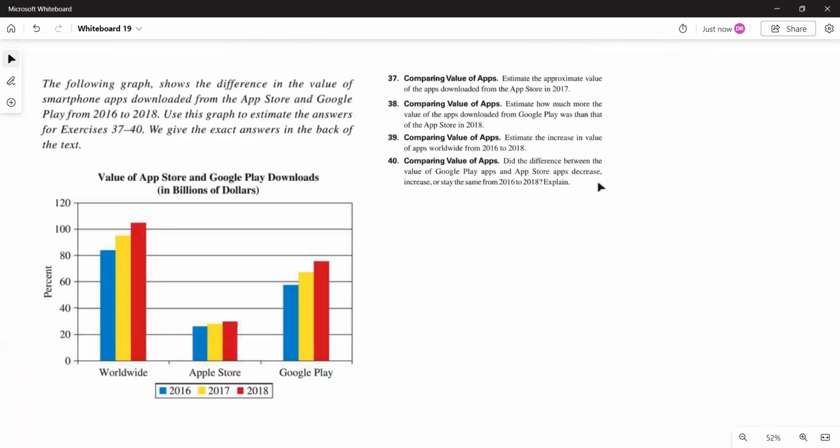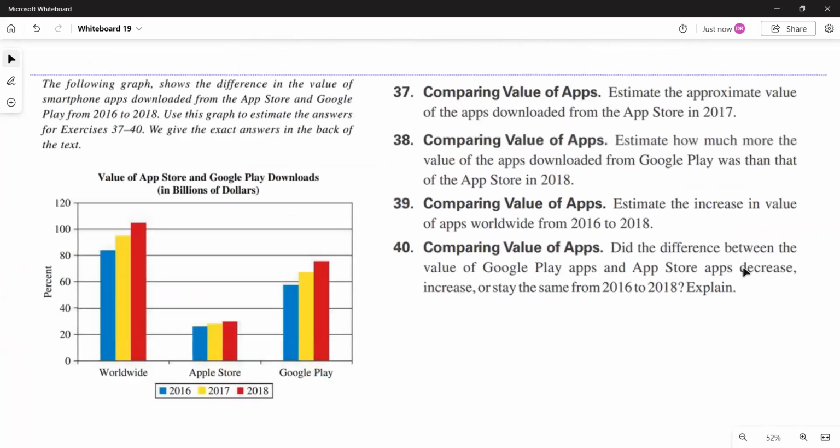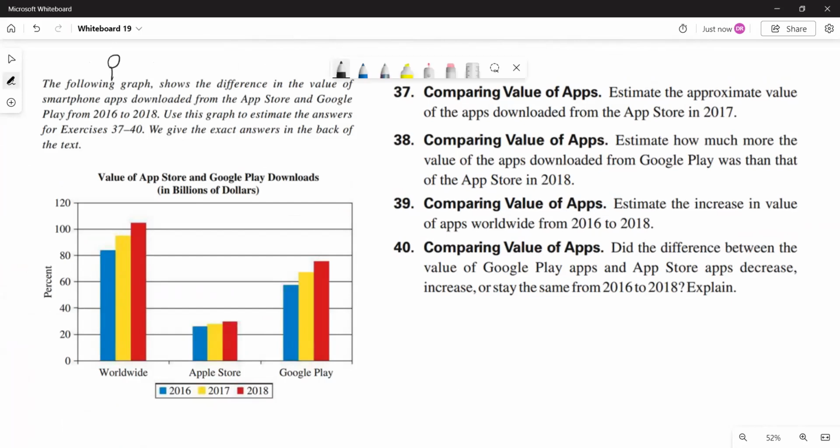Okay, so let's make this more visible. There it is. The following graph, by the way on page 36, shows the difference in the value of smartphone apps downloaded from the App Store and Google Play from 2016 to 2018. Use this graph to estimate the answers to exercises 37 through 40. We give exact answers in the back of the text, but we're going to use estimates.